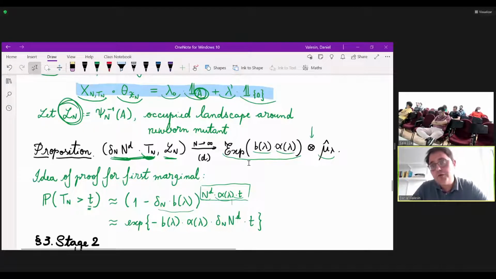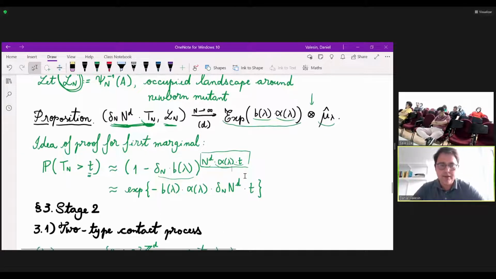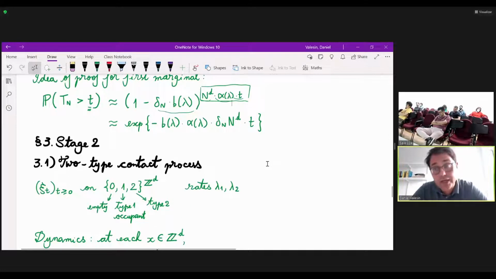Now we want to talk about stage 2. Stage 2 is this competition, the interval of time from the moment the mutant is born until some large time after that. And before I talk about stage 2 itself, I want to talk about the 2-type contact process, and I'll talk about it on Z^d directly.